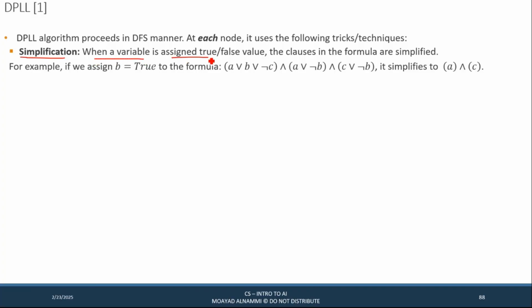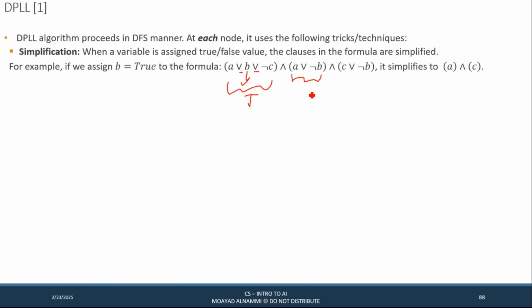When a variable is assigned a true or false value, the clauses in the formula are simplified. Here's an example of what we mean by this. Let's say we had a formula and we assigned the variable b to the value true in this formula: a or b or not c, and a or not b, and c or not b. Because we've assigned b equals true, this formula can be simplified. How? Because this is now true. Anything ORed with true needs to evaluate to true. So this entire clause evaluates to true.